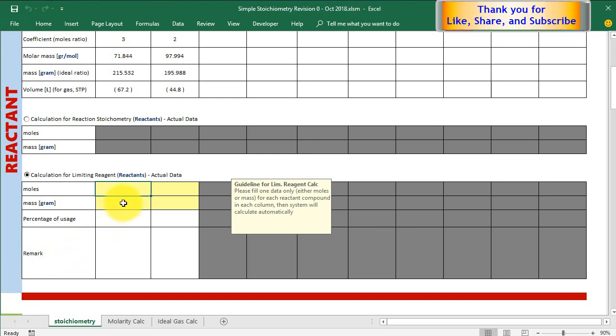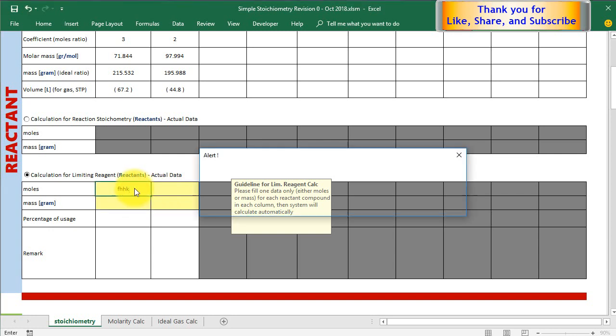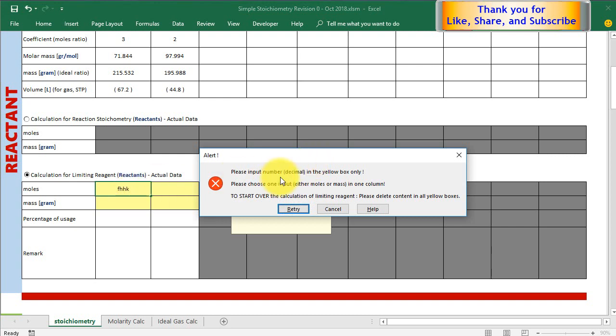Okay, we have to choose. We can input moles here or here in the mass in grams. But in each column, we have to fill at least one data. For example, if we just type here, alright, that's an alert. Input numbers, decimals in the yellow box only. This is the validation from Microsoft Excel. And please choose one input, either moles or mass, in one column. And to start over the calculation of limiting reagent, please delete the content in all yellow boxes.